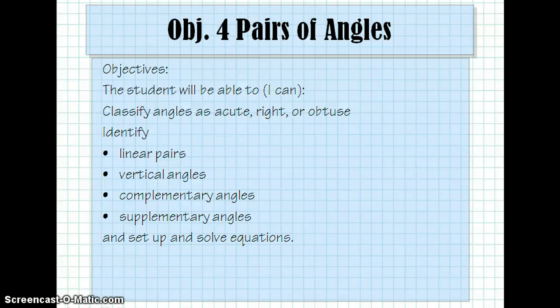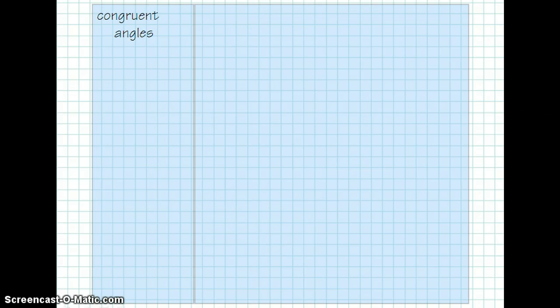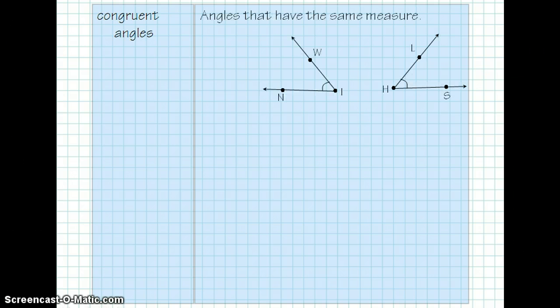Okay, objective 4, pairs of angles. So today we're going to review classifying angles and then talk about special angle pairs. Just as a reminder, acute angles are between 0 and 90, right angles are 90 degrees, obtuse angles are between 90 and 180. Now congruent angles are angles that have the same measure.